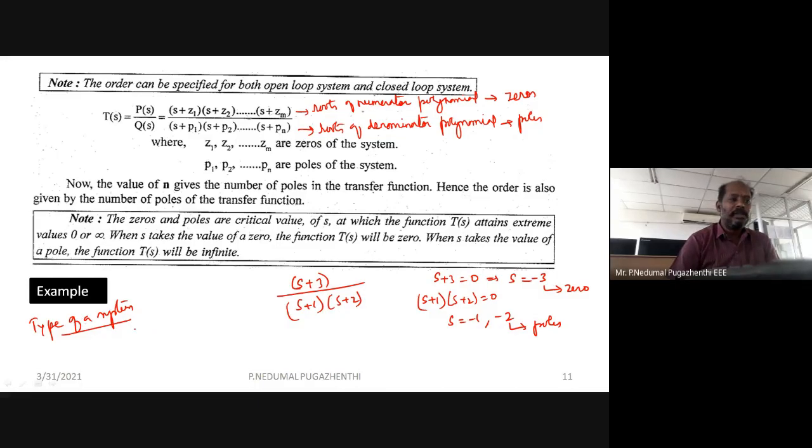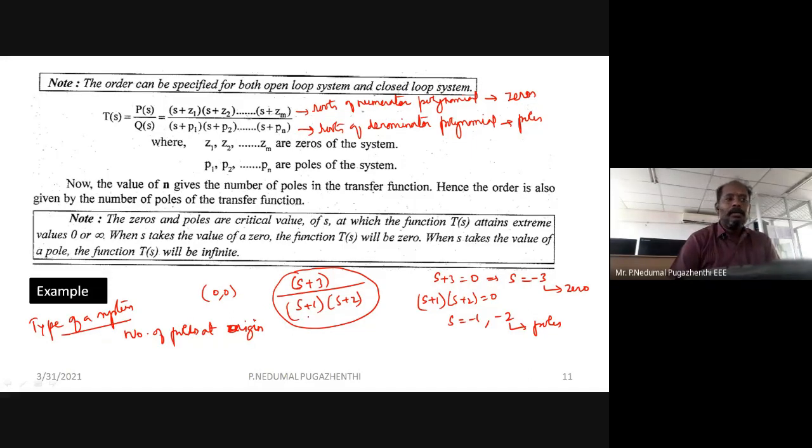What is a type of a system? The number of poles at 0 or origin. We can say s is equal to 0, or origin. Number of poles at origin. For example, for this system, what is the type? How many poles are there at the origin? Origin is what? 0, 0. Am I right? Origin is 0 here.